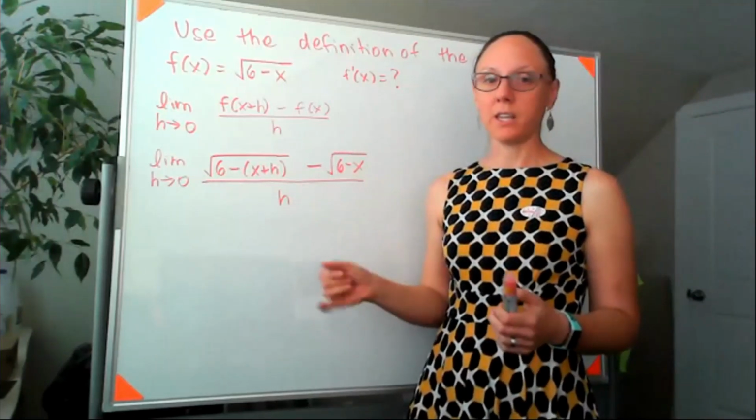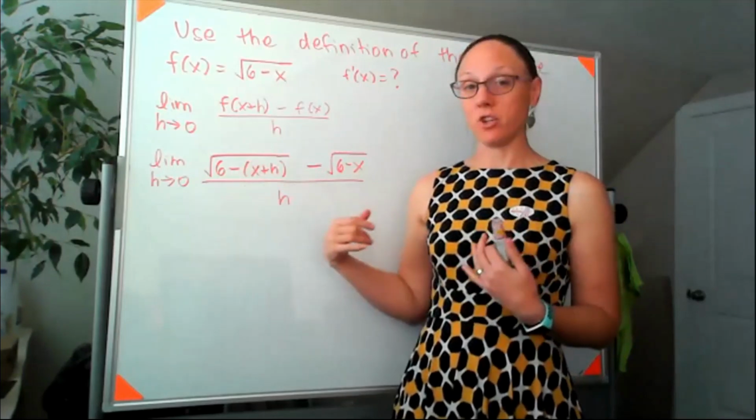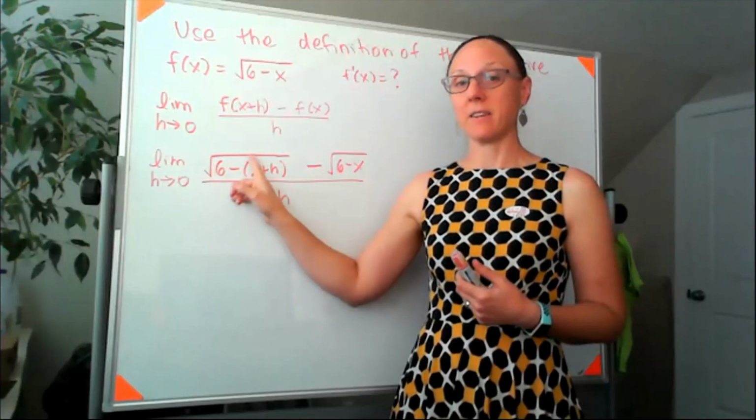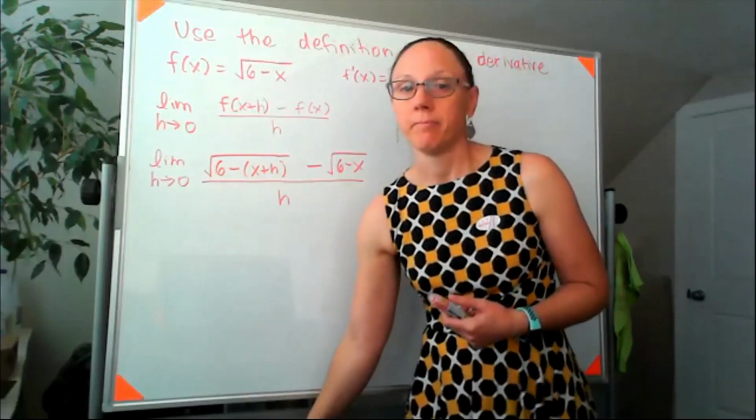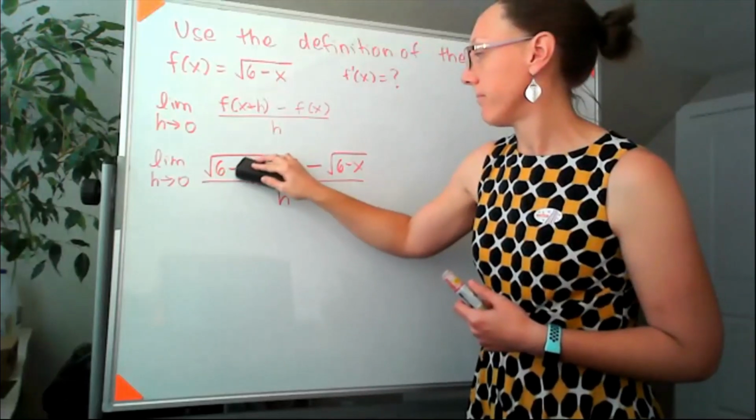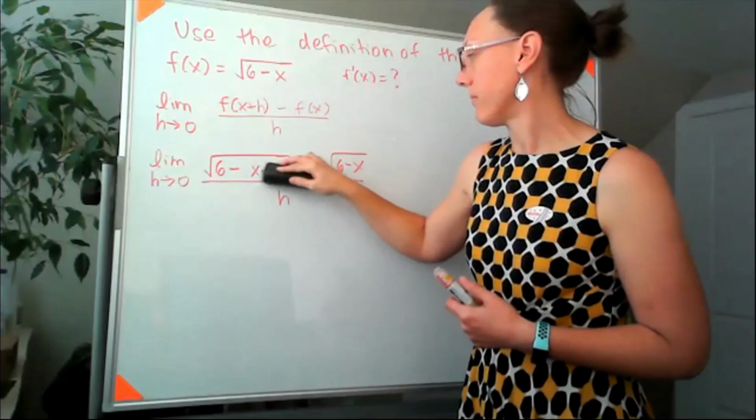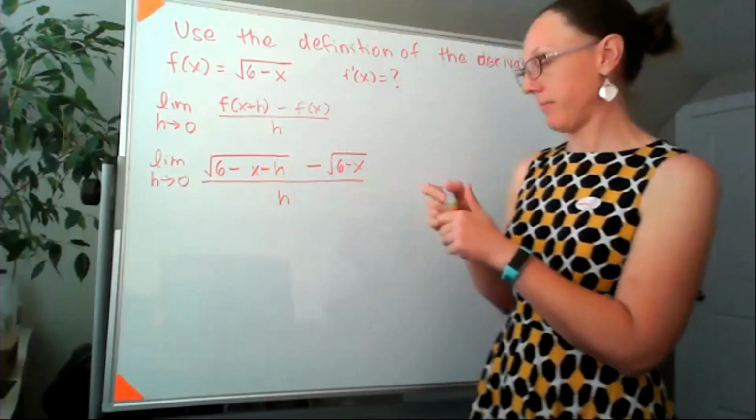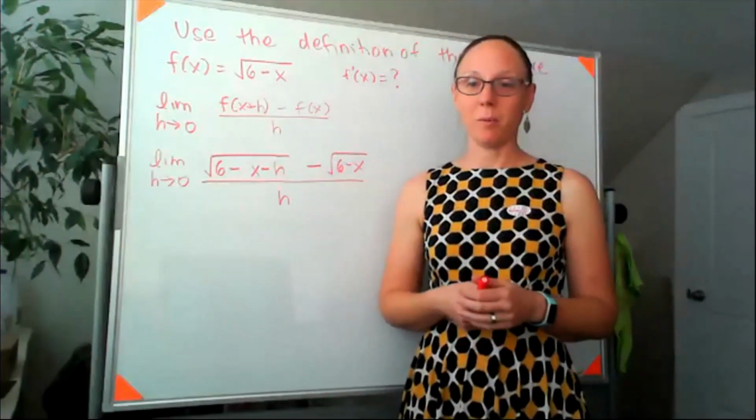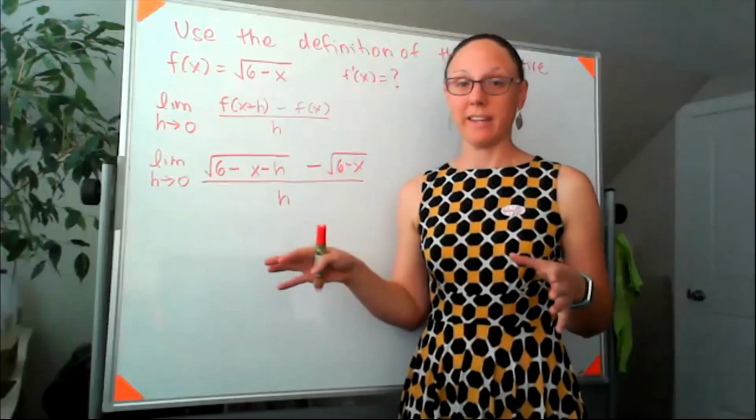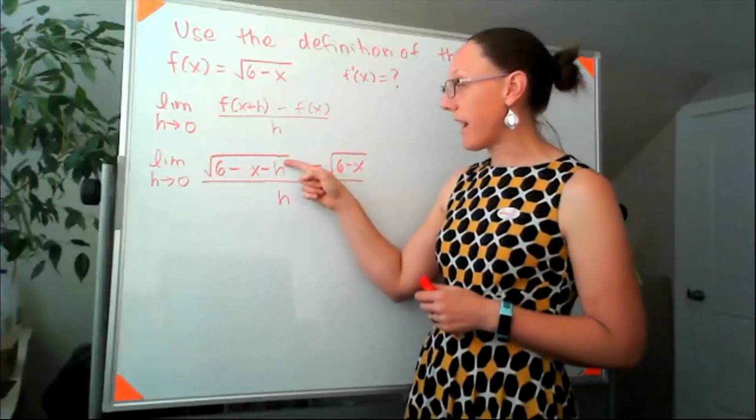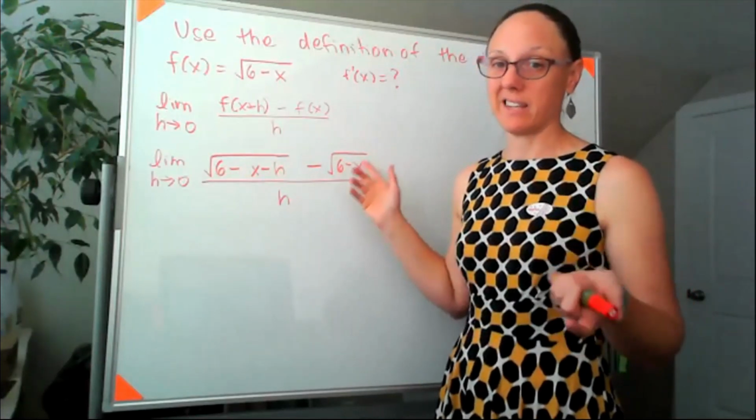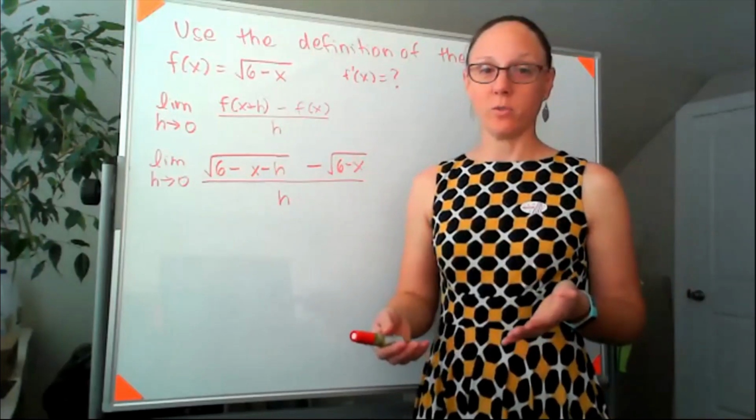We have a choice at this point. I'm going to make the choice to distribute that minus sign through, so that this will be 6 minus x minus h. Well, in general, when I look at a limit problem, my first line of defense is to plug in that 0 for h. But if I plug in a 0 for h, on top, I've got square root of 6 minus x minus square root of 6 minus x. I get 0. And I've got 0 on the bottom. So I know I have to do some algebra.